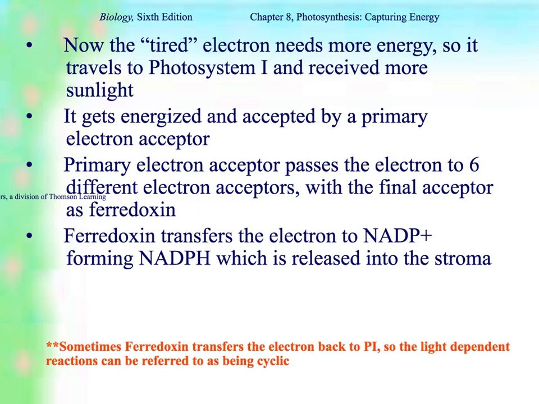So it travels to photosystem 1, and it's going to receive more sunlight. So the sunlight hits photosystem 1 now. It gets re-energized, and it gets accepted again by a primary electron acceptor. The primary electron acceptor is going to pass the electron down the electron transport chain to 6 different electron acceptors, with the final electron acceptor being ferredoxin. Ferredoxin is going to transfer that electron's energy to NADP+, which is going to create NADPH, which is our energy molecule that we want. And then that NADPH is going to be released into the stroma.